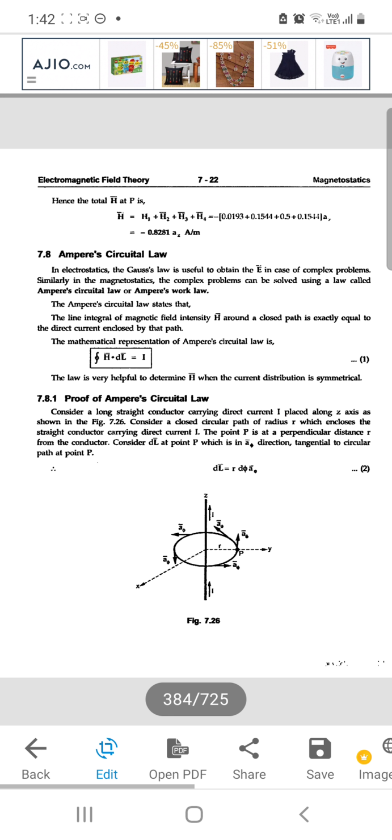Consider a long straight conductor carrying direct current I placed along the z-axis as shown in the figure. Now consider a closed circular path of radius r enclosing the straight conductor carrying the direct current I. The point P that you are considering is at a perpendicular distance r from the conductor. Now consider an elemental length dl at point P, which is in the a phi direction, that is the angular direction, tangential to the circular path at point P.